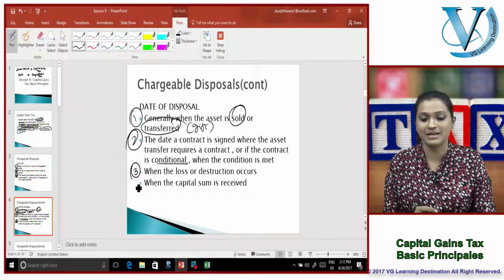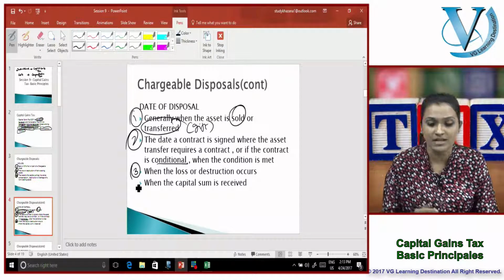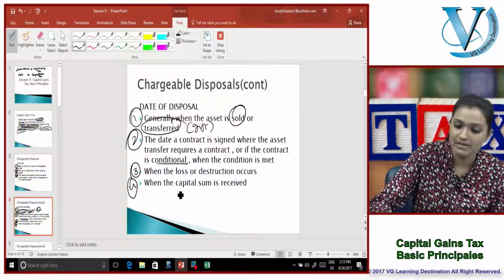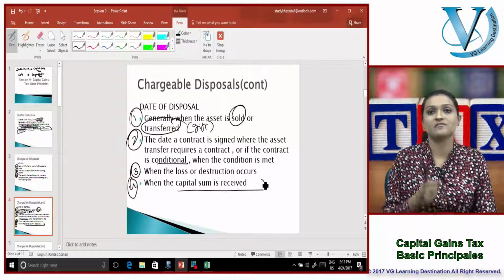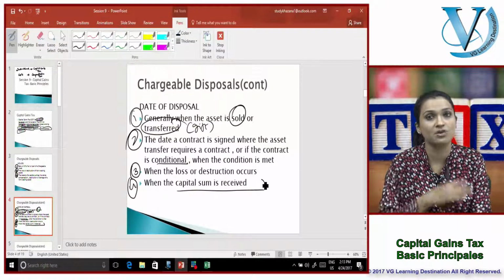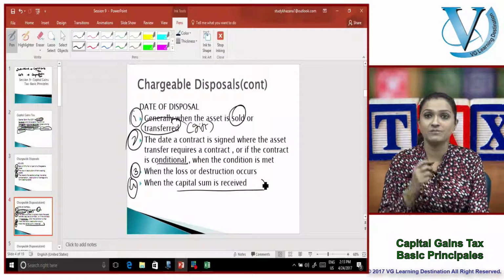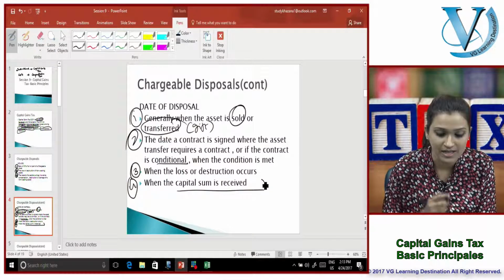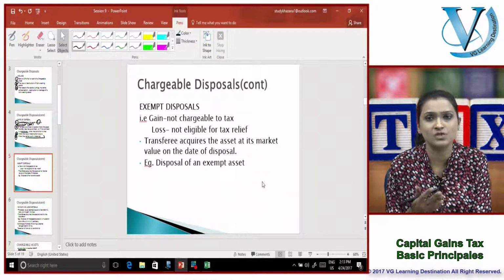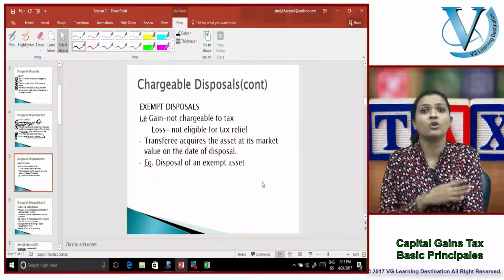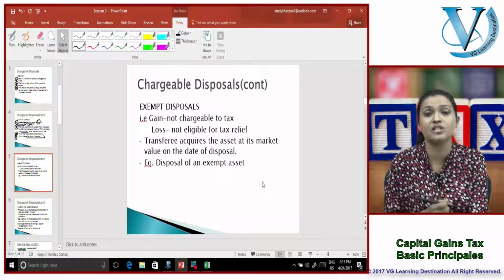That will also be considered a date of disposal: the date when the capital sum is actually received by the transferor of the asset. So these are all the dates of disposal of the chargeable asset. What else? What about assets whose disposal would not be considered a chargeable disposal?